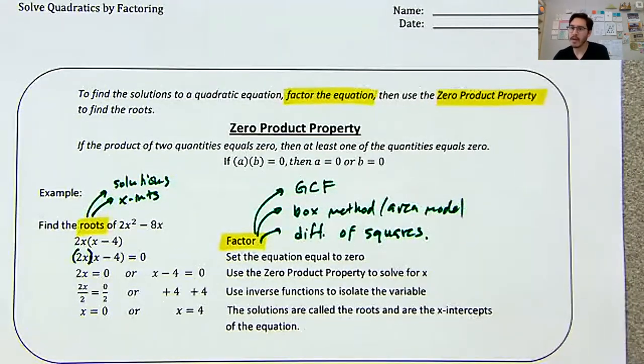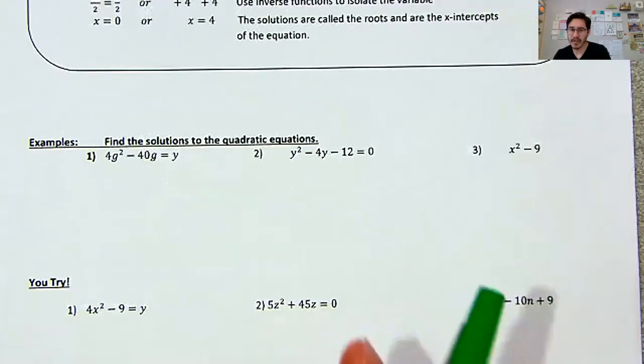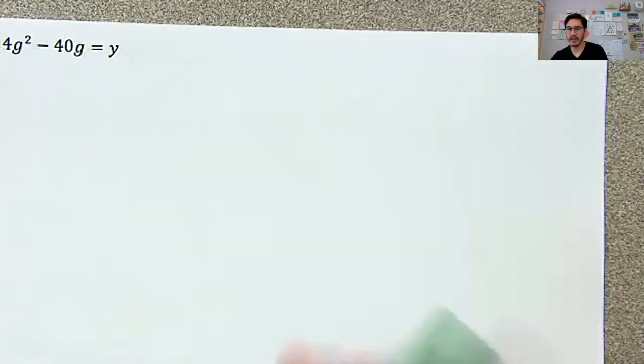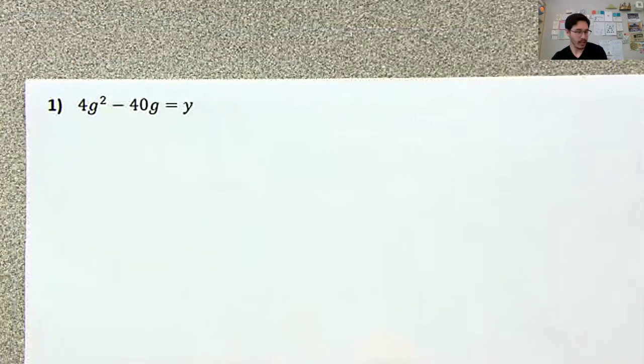Okay. So those are perhaps the 3 most commonly used factoring methods: greatest common factor, area model, and difference of squares. All right. So we've got 3 examples and then 3 problems for you to try. Let's just go ahead and take a look at the first example.